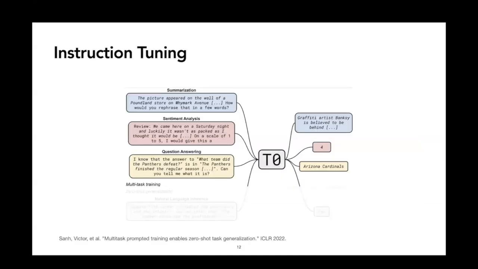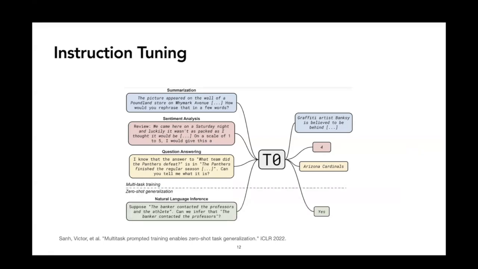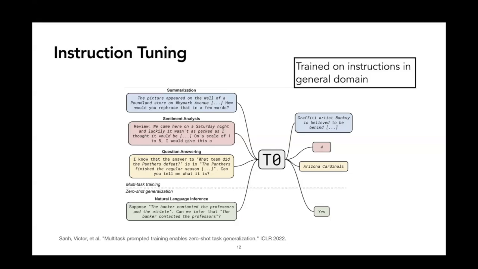In this approach, we train the model with multiple instruction response pairs. These instructions could be something like, how would you rephrase that in a few words? Or on a scale of 1 to 5, how would you rate this review? So once you train the model on enough instructions, this training enables the model to generalize to new tasks. So at test time, you can ask new tasks that the model has never seen before. Typically, these instructions come from the general domain.